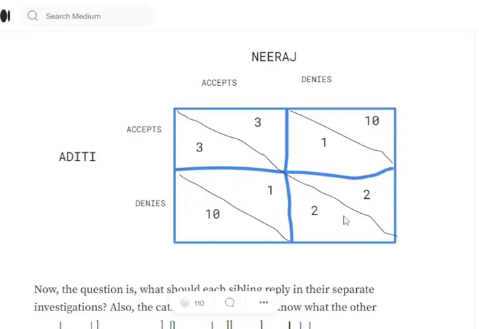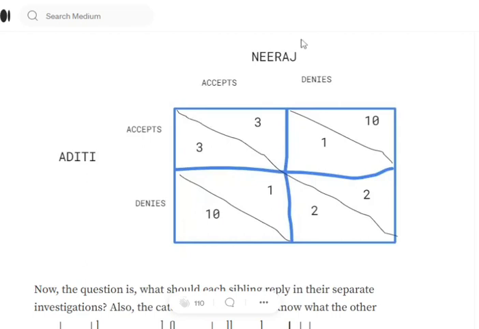Now talking about state 4, both of them are getting 2 weeks of punishment. But if you again look, this is the both-denial state. If Aditi accepts, she's getting 1 week of punishment. So again, it becomes an unstable state. It is the optimal state because it produces the best outcome considering the whole situation. But if Aditi goes for acceptance, she gets 1 week of punishment. Similarly, if Neeraj goes for acceptance, he gets 1 week of punishment. Hence, their situation can improve from these conditions. Hence, these are not Nash equilibrium states.